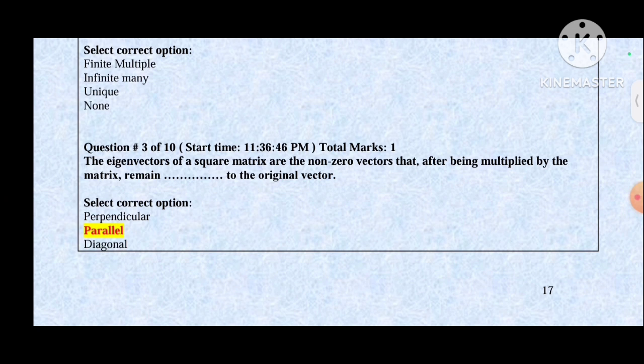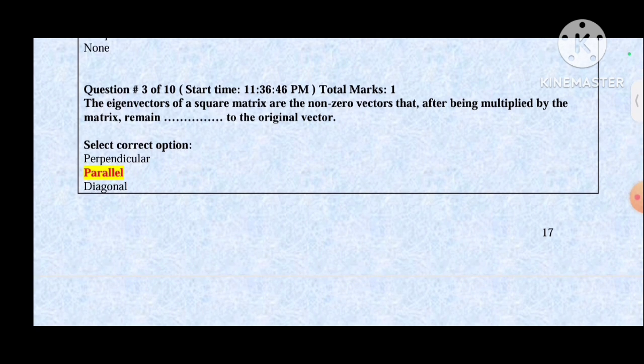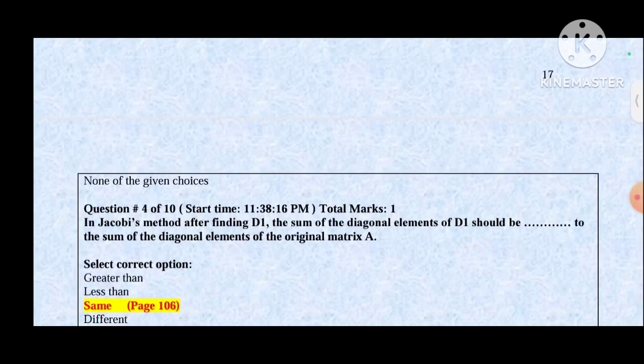द आइगन वैल्यूज द आइगन वेक्टर ऑफ स्केलर मैट्रिक्स आर द नॉन जीरो वेक्टर दैट आफ्टर बीइंग मल्टीप्लाइड बाय द मैट्रिक्स रिमेन पैरेलल टू द ओरिजिनल वेक्टर.